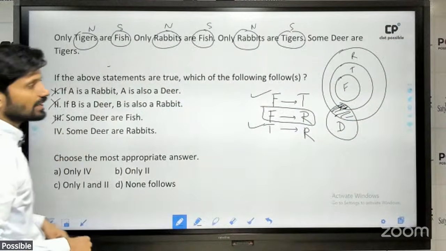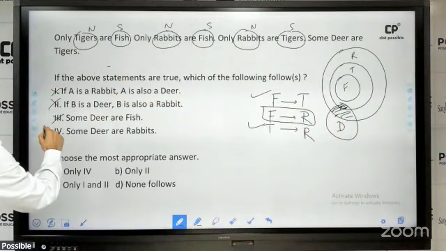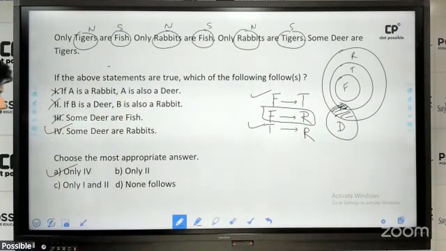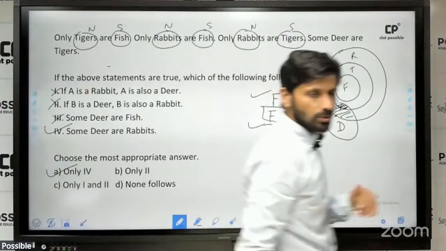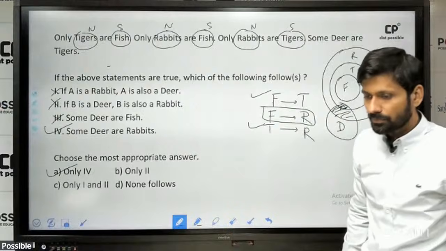And then some deer are rabbits. Yes, of course, some deer are rabbits. So the fourth is correct. Option A is correct. Just go through this question, okay? And let me know if there are any doubts in the chat.